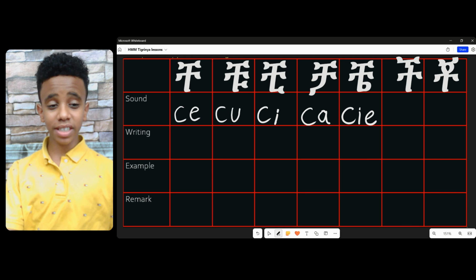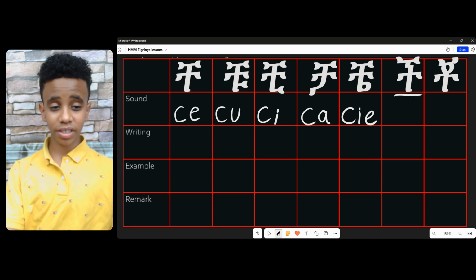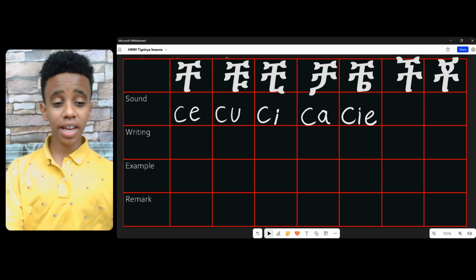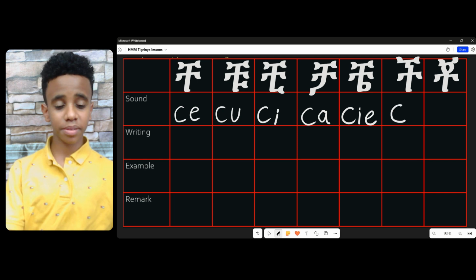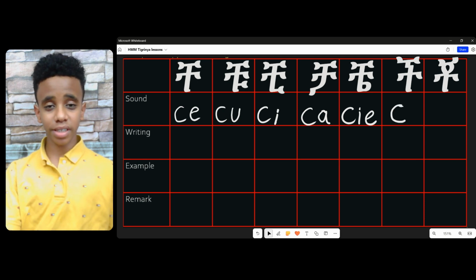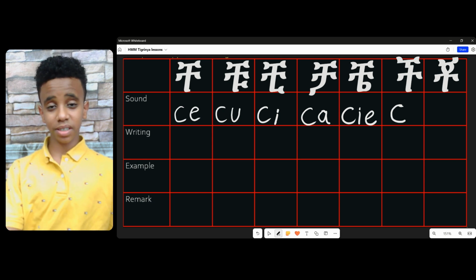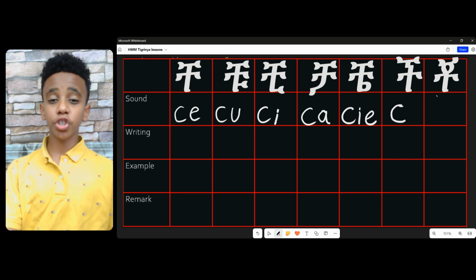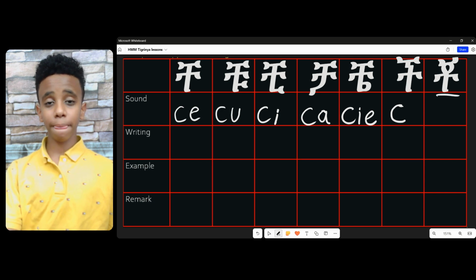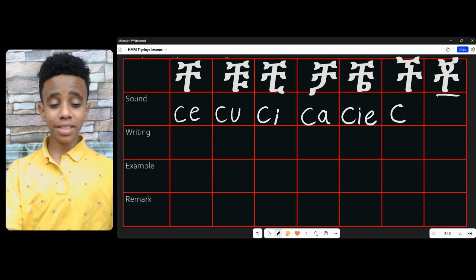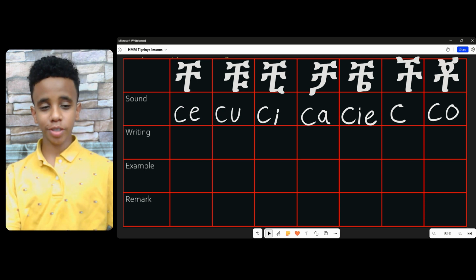Our sixth letter is the letter Ch. And you can write the letter Ch in Tigrinya by just writing the letter C. Okay? That's how you write Ch. Now let's go to our last letter. Our last letter is the letter Cho. And you can write the letter Cho in English by writing C-O.